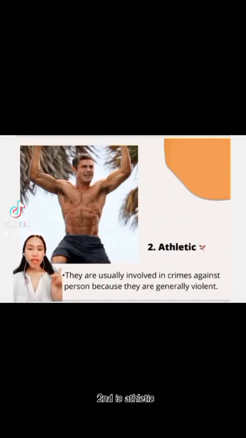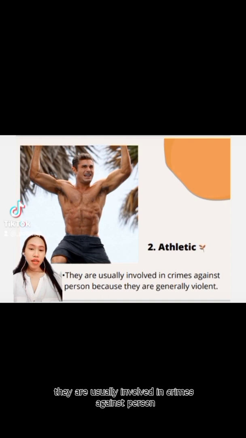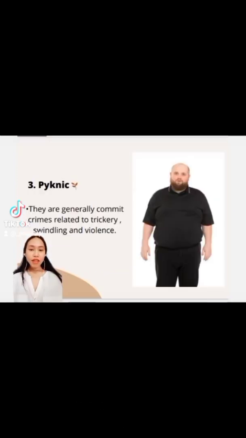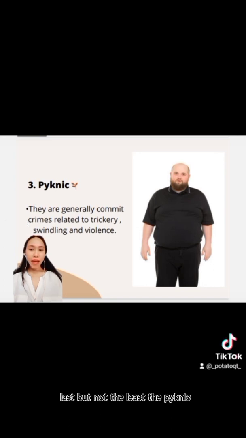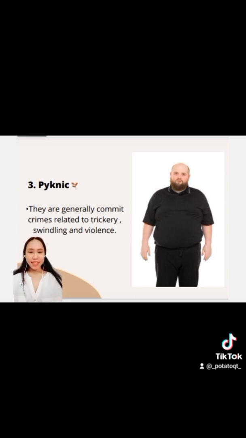Second is the athletic. As you can see, they are tall, strong, and muscular. They are usually involved in crimes against persons because they are generally violent. Last but not least, the pyknic. As you can see, they have a broad face, a massive neck, and medium, rounded bodies. They generally commit crimes related to trickery, swindling, and violence.